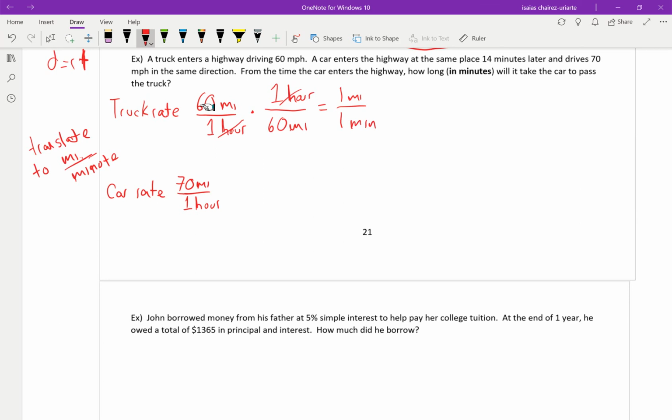So hopefully you agree with that. The reason I'm doing this is because my final answer should be all in minutes. I'm going to do the same thing for the car rate. I'm going to multiply by 1 hour over 60 minutes. The 1 hour cancels, and I end up with 70 over 60. If I simplify that further, that would be 7 over 6. 7/6 of a mile every minute.